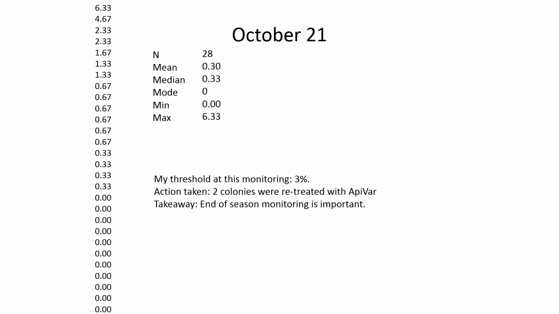I guess the other takeaway is that simply spot checking a few hives in your apiary may not be sufficient. If I had only sampled, let's say, half of my colonies, there's a pretty good chance I would have missed these two outliers that were at or above 5%. So it's really important to do the work, sample everybody, and see what's going on.